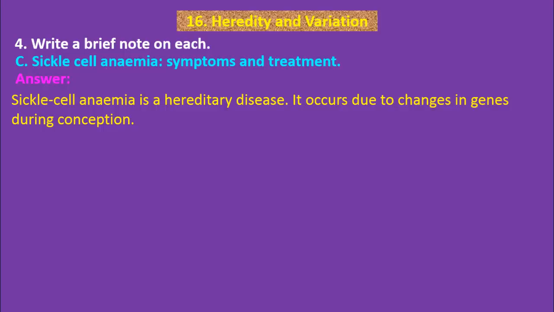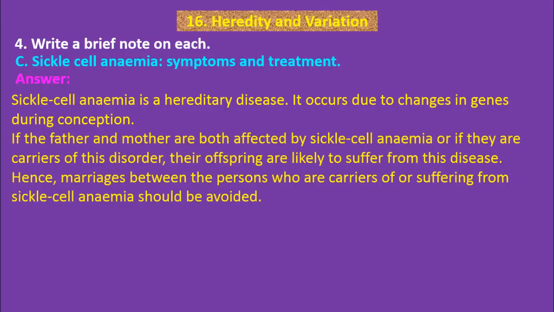Sickle cell anemia is a hereditary disease. It occurs due to changes in genes during conception. If the father and mother are both affected by sickle cell anemia, or if they are carriers of this disorder, their offsprings are likely to suffer from this disease. Hence, marriages between persons who are carriers of or suffering from sickle cell anemia should be avoided.